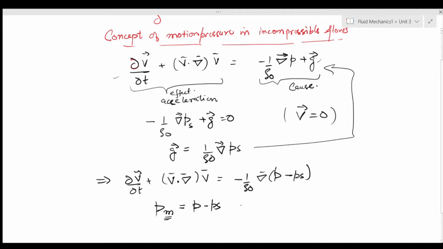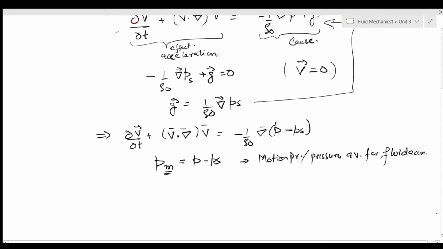So what is Pm? Pm is the motion pressure, or I can say that this is the pressure available for fluid acceleration. So that's what this is.